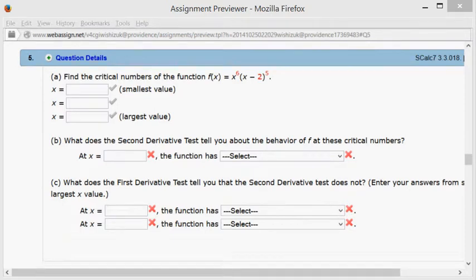Alright, let's look at homework 3.3, problem number 5. First, part A, we want to find the critical numbers of the function f of x equals x to the 6th times quantity x minus 2 to the 5th power. Alright, so let's do that.